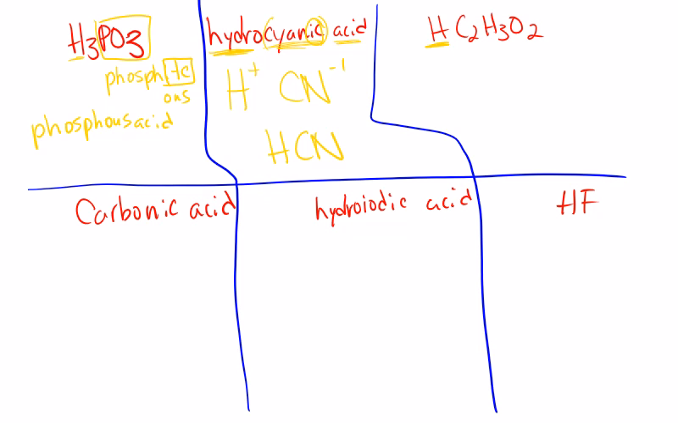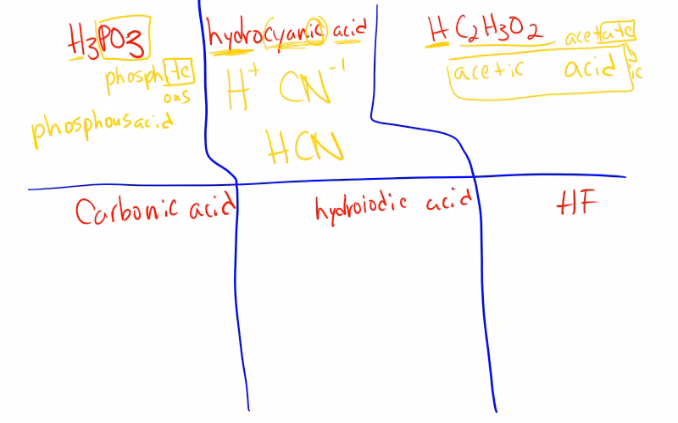Next up, we see that there is an acid here with hydrogen, so we know it's an acid. We also know that this is acetate, noticing that it ends in ate, and we know that ate needs to be changed to ic, so this is going to be acetic acid.